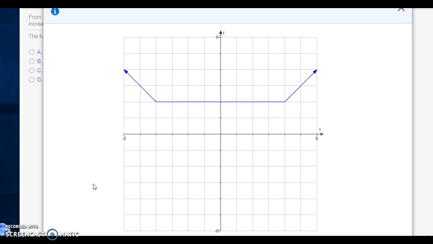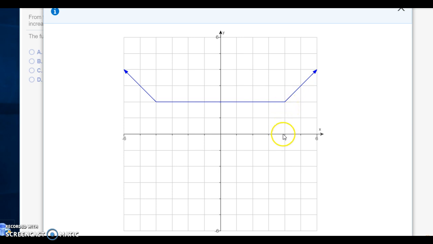Remember, when we look at graphs, we read them from left to right, just like we would read a book, okay? So if I want to determine where this function is increasing, I'm looking for where the function is going up, all right, or increasing in its output values. So I'm looking for the values of x that would make this function increase for y.